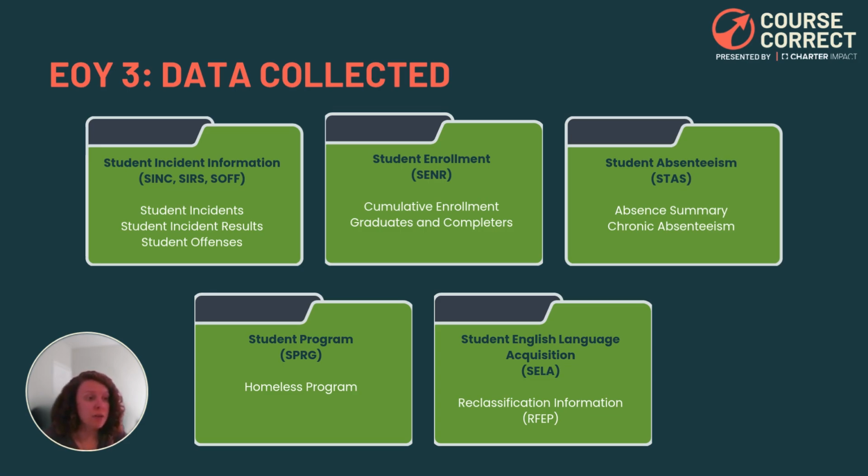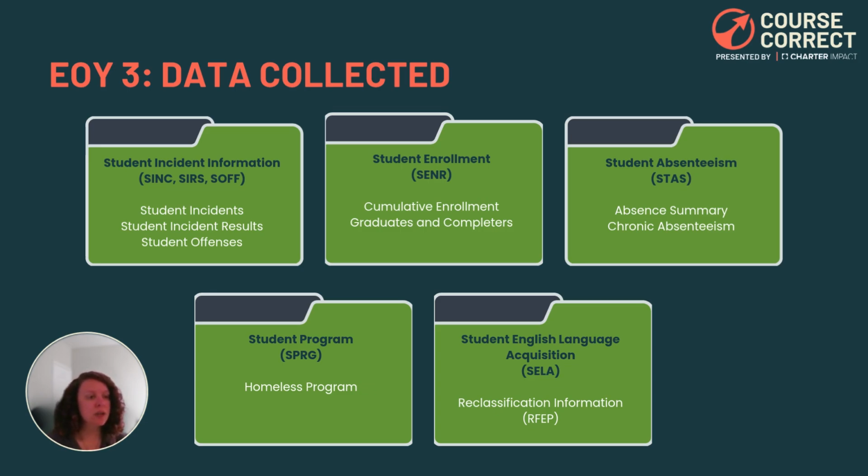The third file that you see here is student absenteeism. We call that the STAS. That includes the absence summary, and the information submitted in that file is used to calculate your chronic absenteeism rate for the year. That rate appears on the dashboard as well as in DataQuest, calculated in different ways depending on your situation, but it does appear in both places.